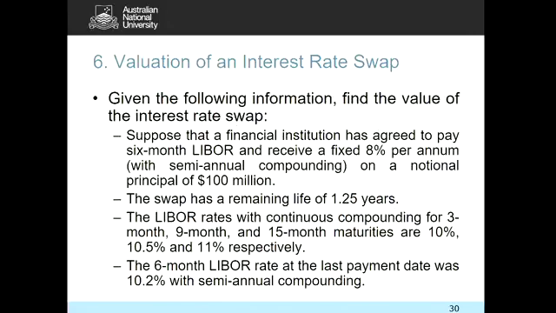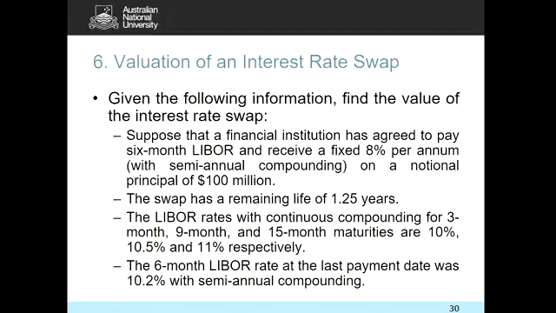Okay, so let's look at an example. Given the following information, find the value of the interest rate swap. So suppose that a financial institution has agreed to pay 6-month LIBOR and receive fixed 8% per annum with semi-annual compounding on a notional principal of $100 million. So this is paying out floating, receiving fixed. So the value of the swap will be the value of the fixed rate bond minus the value of the floating rate bond.